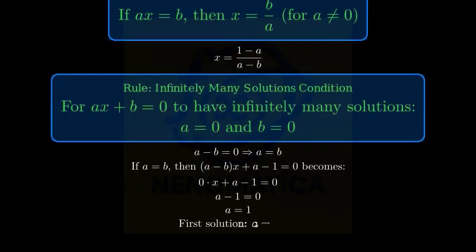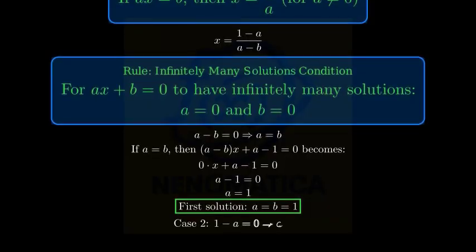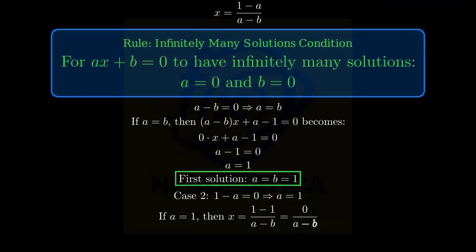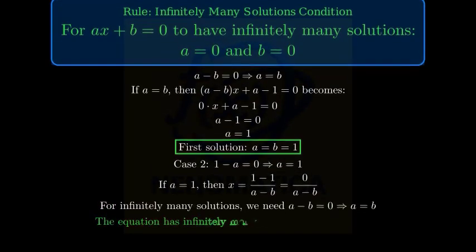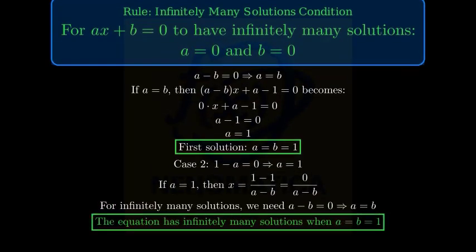In this case, for the equation to be valid, we need a minus 1 equals 0, which means a equals 1. This gives us our first solution, a equals b equals 1. Let's also consider the second case. If 1 minus a equals 0, then a equals 1. This makes the numerator 0, which means the equation becomes x equals 0 divided by a minus b. For this to give infinitely many solutions, the denominator a minus b must also be 0, which again gives us a equals b. Therefore, combining our findings, the equation has infinitely many solutions when a equals b equals 1.